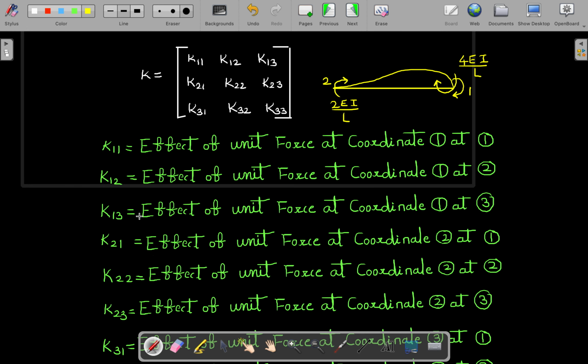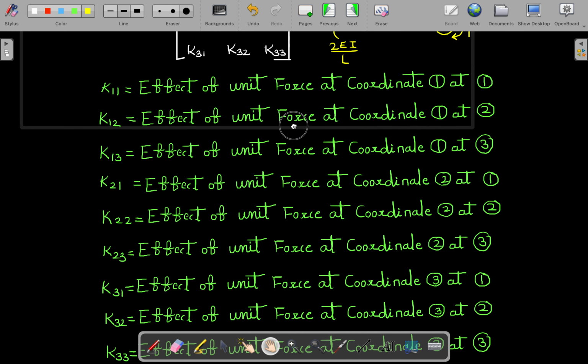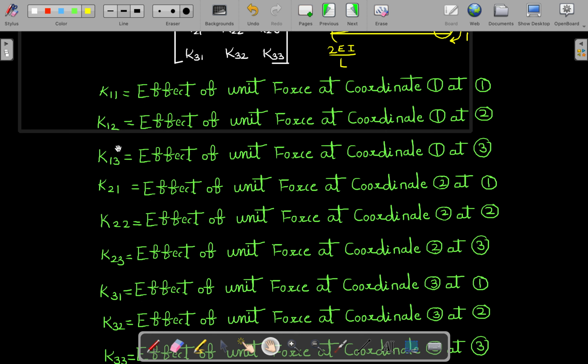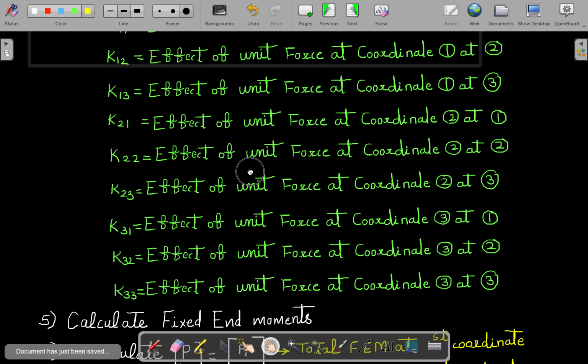Similarly, if there is a member where we want to see a third place, in that case what is happening when you apply unit force at 1, what is the effect at the third coordinate? That's what we are going to see. Now K21 is whenever any unit force is acting at coordinate 2, what is its effect at 1? That we are going to write. For K22, it is when that unit force is acting at 2, what is its effect at the same place, at 2? Same applies for the remaining coordinates.